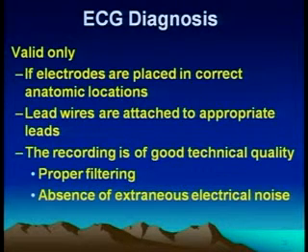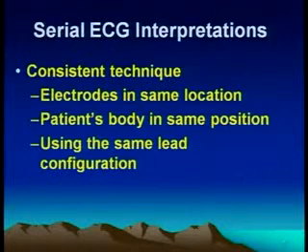The recording has to be of a good technical quality, with proper filtering and absence of extraneous electrical noises. Then you can have a good ECG recording. This is especially important when you are doing a serial ECG interpretation, because a consistent technique is important. Electrodes have to be in the same location, especially the chest leads, V1 to V6. If the position changes a little bit, you will have a different tracing, and people will compare yesterday's ECGs with today's ECGs, and then we will feel the difference.